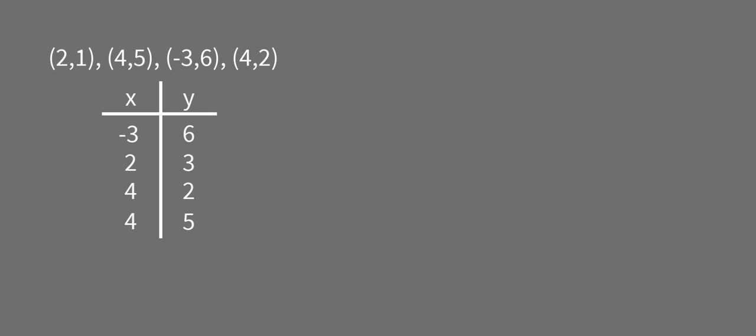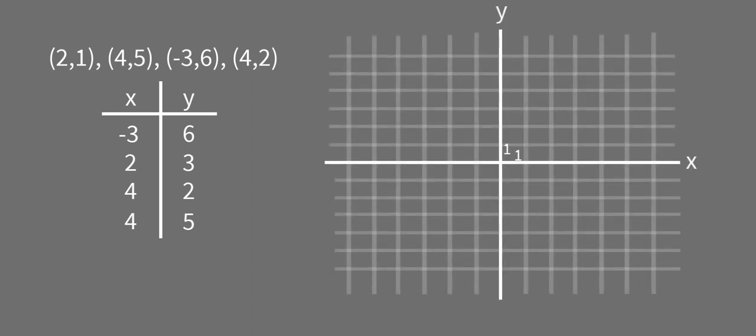Now as far as graphing, we simply just plot those points. So we go to negative 3 and up to 6. So there's our first point, (-3, 6). (2, 3), so over 2 to the right, 1, 2, and up 3. And then (4, 2), so over 4, up 2. And also (4, 5). So 1, 2, 3, over 4, and then up 5. 1, 2, 3, 4, 5.